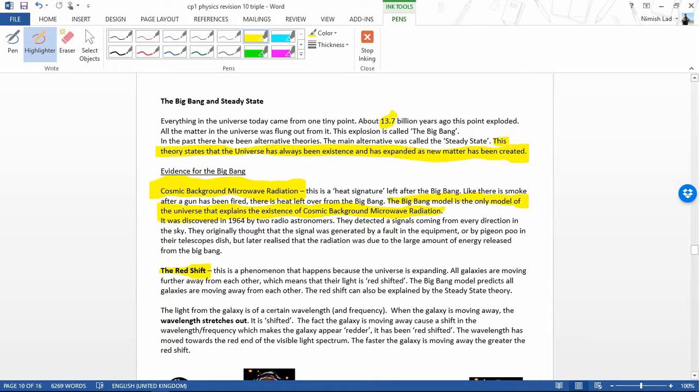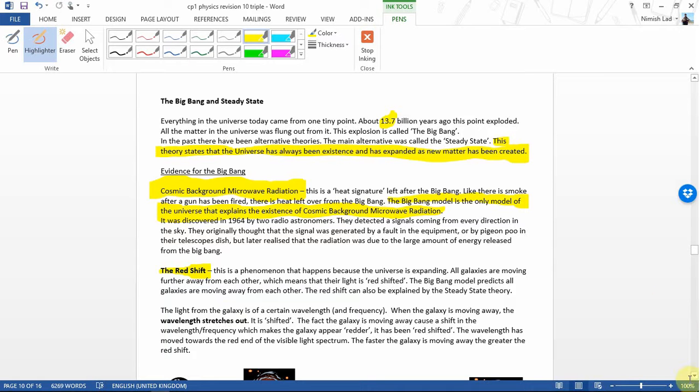The redshift shows that the universe is expanding. So it doesn't say there was a Big Bang, it shows that it's expanding. All of the galaxies are moving away from each other, which means that the light is redshifted. The Big Bang model predicts that they're all moving away from each other. But the redshift can also be explained by the steady state theory. So that's what I was saying, this is not a smoking gun. Both theories can explain this, although the redshift does back up the Big Bang theory, which says that all galaxies are moving away from each other.